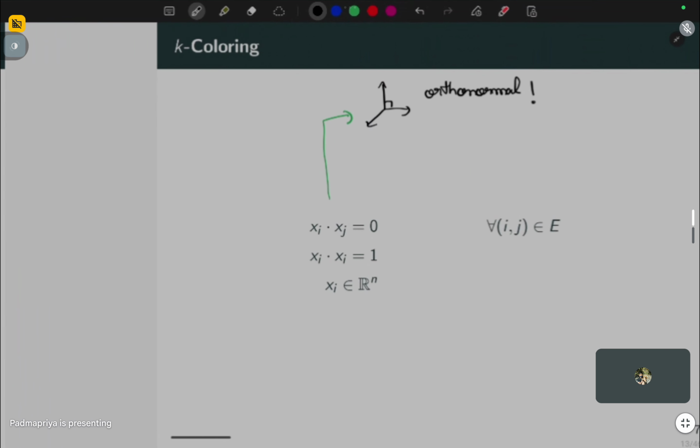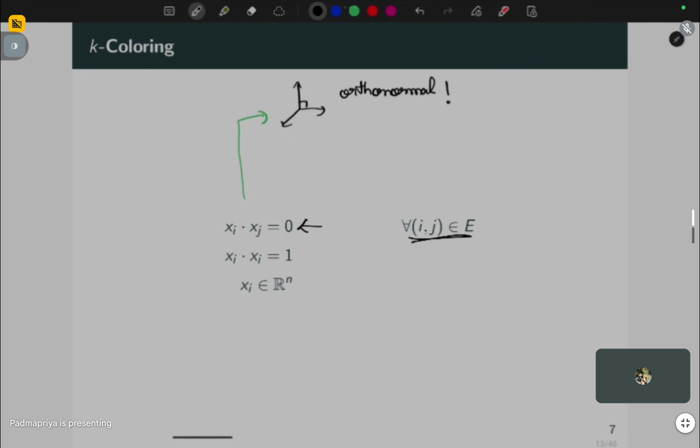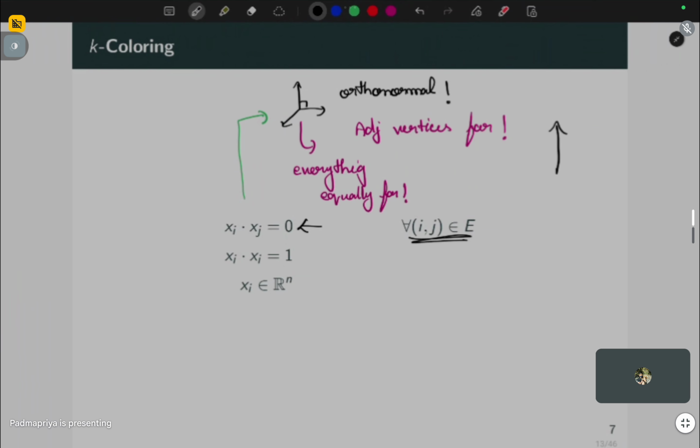So intuitively, we wanted only the adjacent vertices to be far. But what this gave is everything is equally far. So this is something we don't want. The idea is if I have all the adjacent vertices very far, I'll be able to pick all the closer vectors and call them non-adjacent and club them together to get a non-adjacent set, which is an independent set.